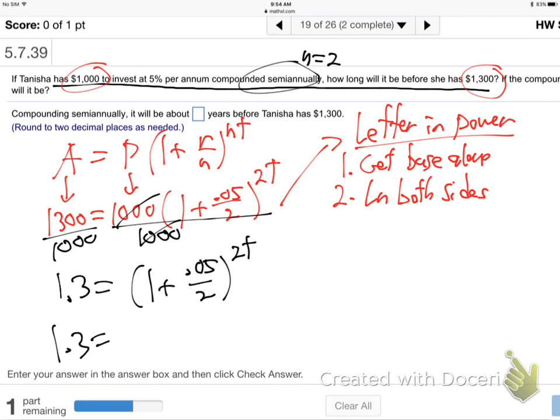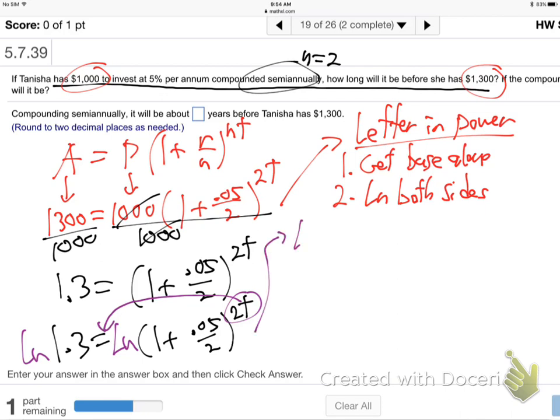Now, on the next line, I'll go ahead and LN. So once you get the base to power structure alone, then you LN both sides. Then this power slides down to the front. We have LN 1.3 is 2t LN 1 plus 0.05 over 2. We've dethroned the power. Hitler's out of power. Stalin's out of power. And then we can finish solving for t.